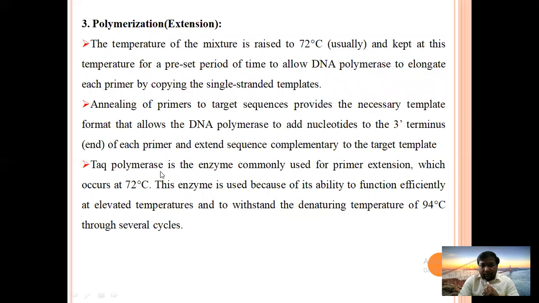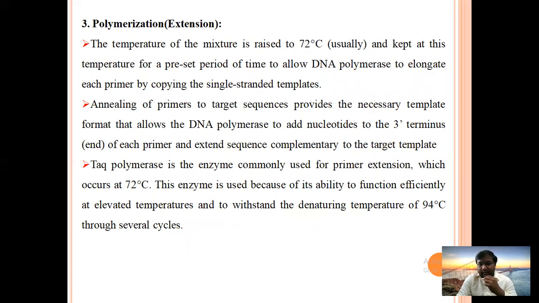So Taq polymerase is the enzyme commonly used for primer extension, which occurs at 72 degrees Celsius. This enzyme is used because of its ability to function efficiently at elevated temperatures and to withstand the denaturing temperature of 94 degrees Celsius through several cycles. That's why this enzyme is used in PCR techniques.